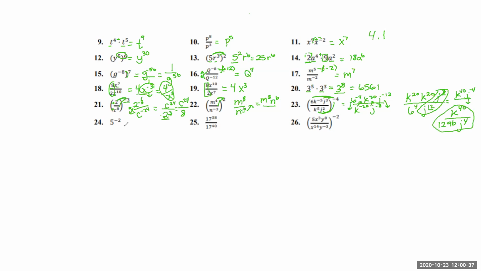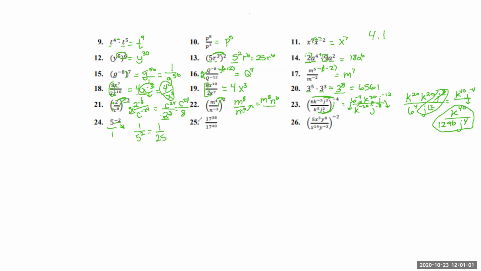Coming over to 24, we have a negative exponent here. So what that means is that we have to bring that down to the bottom of this fraction so that now it becomes 1 over 5 to the second. It becomes positive. And then to simplify it further, we can just do 5 to the second, which is going to be 25.